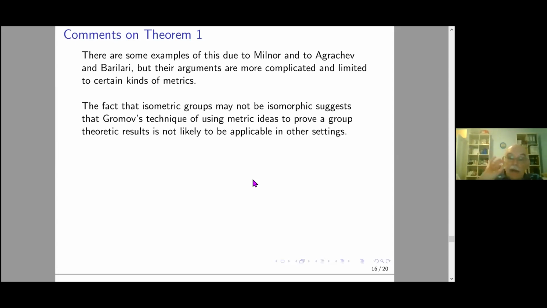So the fact that we can have groups that are isometric that are not isomorphic suggests that Gromov's idea of the technique of using metric space ideas to prove group theoretic results is not necessarily going to be applicable in other settings. Because in his setting, it was quite important that isometric groups, even quasi-isometric groups, were isomorphic, but that's not the case for us.